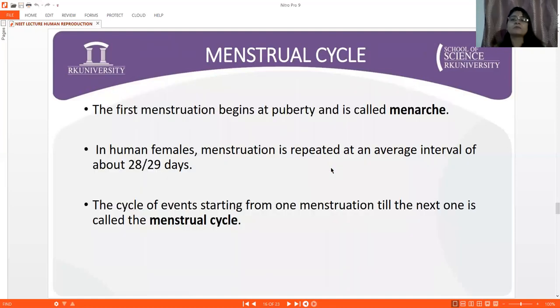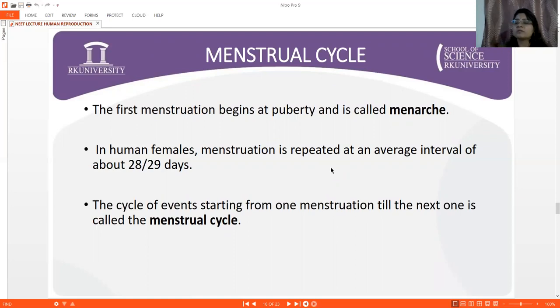Now comes the menstrual cycle. The menstrual cycle is very important in the female reproductive cycle because it actually nurtures the developing fetus. The first menstruation begins at puberty and is called menarche. What is it called? It is called menarche.